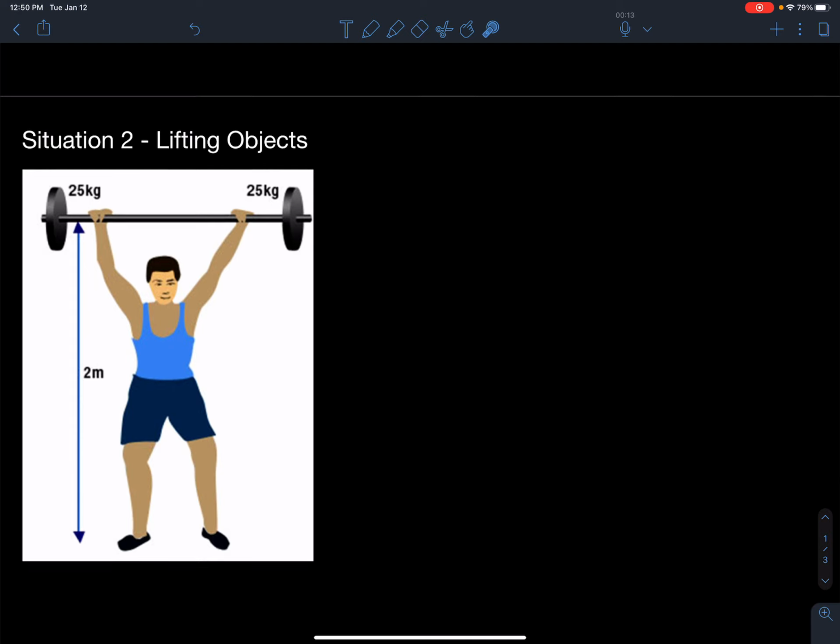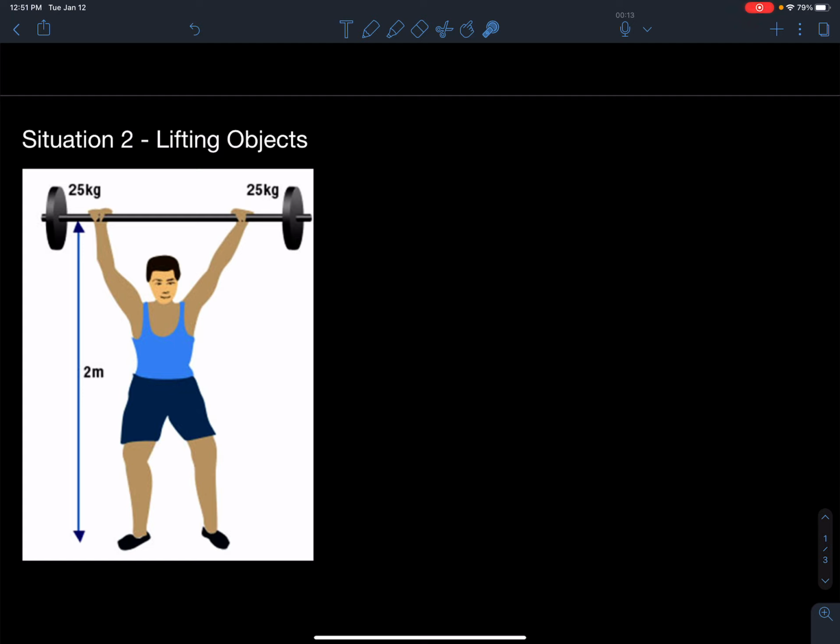Let's look at lifting objects. And you guys have done this already many, many times. How do I calculate the work that this guy's got to do to lift 50 kilograms of weight, a total of 50 kilograms of mass, for a vertical distance of 2 meters? How would you do that? Pause the video and see if you can do that.